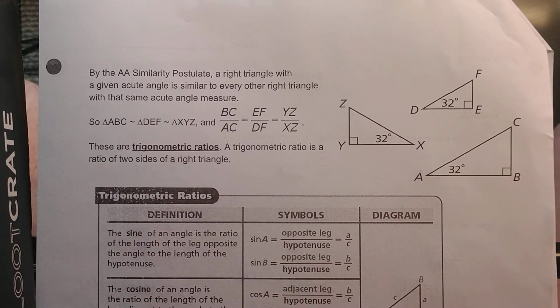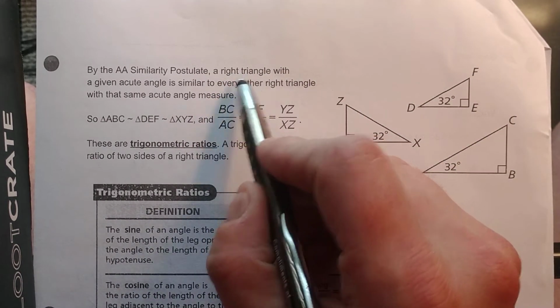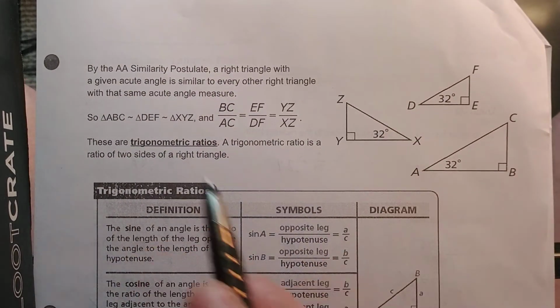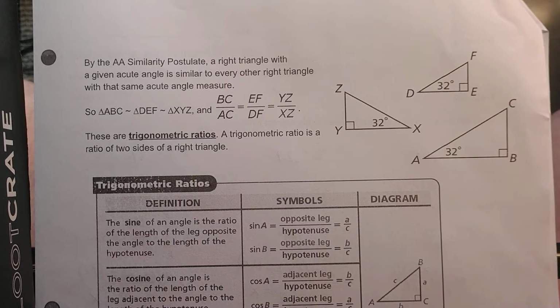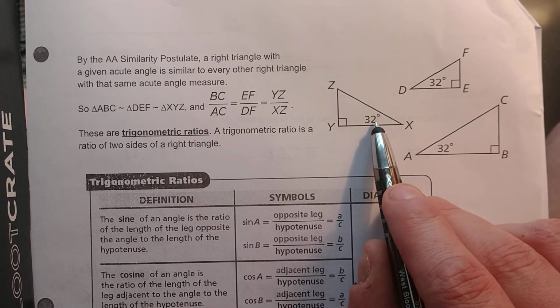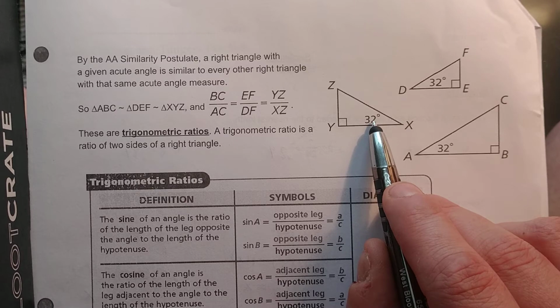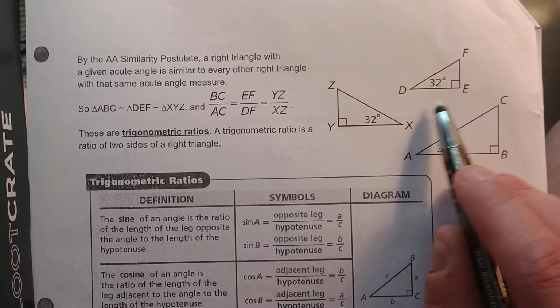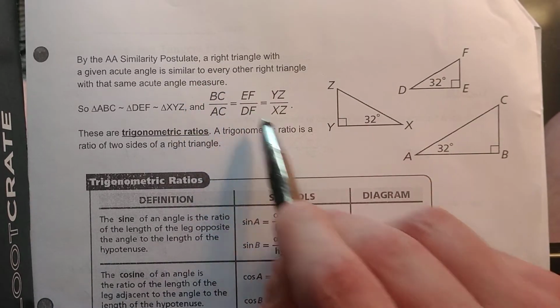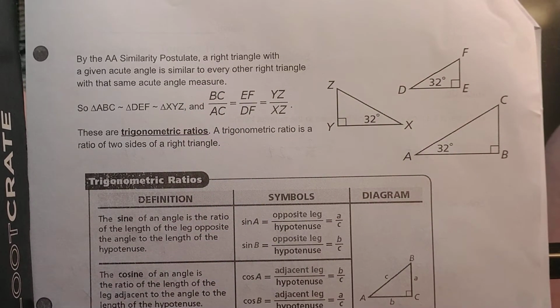By the angle similarity postulate, a right triangle with a given acute angle is similar to every other right triangle with that same acute angle measure. A right triangle has a measure of 90, with a given acute angle, meaning one that's smaller than 90. So if this is 90 and 32, the measures for all of these are going to be similar, and the ratios are all going to be similar as well.